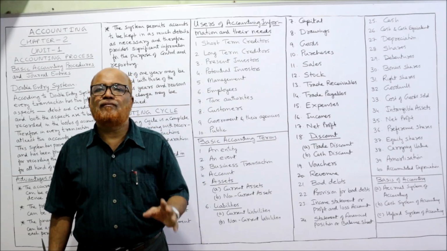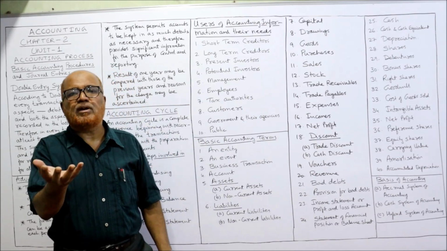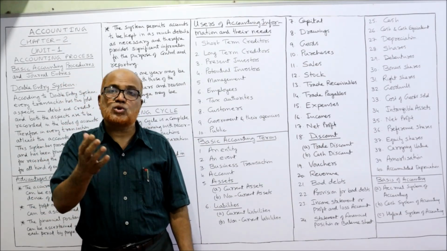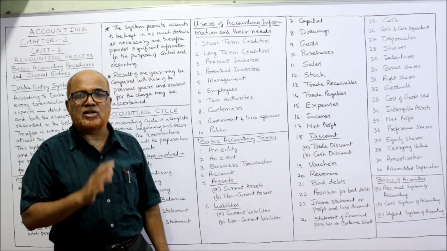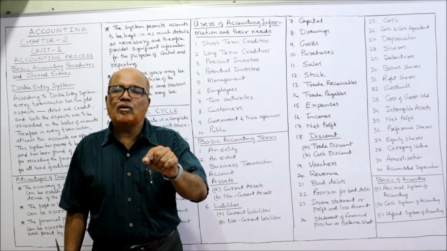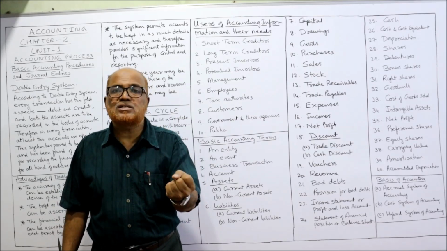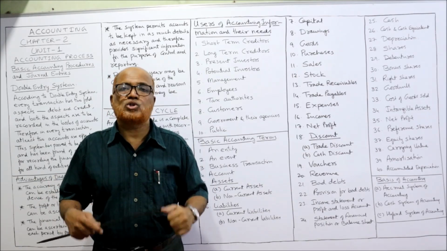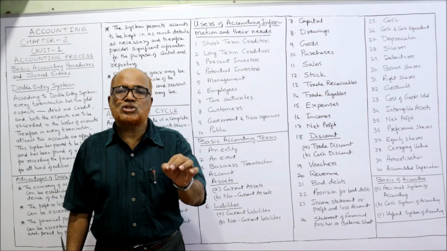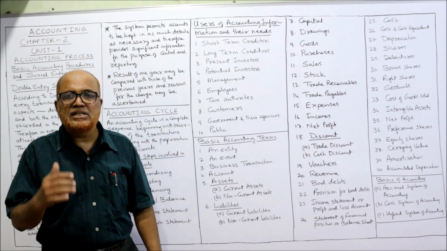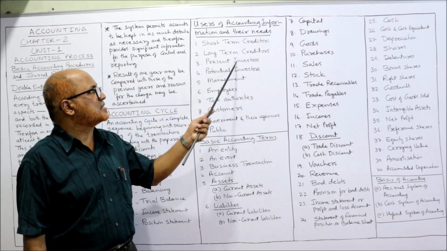Every year, they will find out whether we should keep our investment, sell away our investment, or buy further investment. For example, you are a shareholder of a particular company. Now, every year you want to decide whether you should hold the shares, sell away the shares, or buy more shares. To take the decision regarding investment, the financial information is needed by present investors.